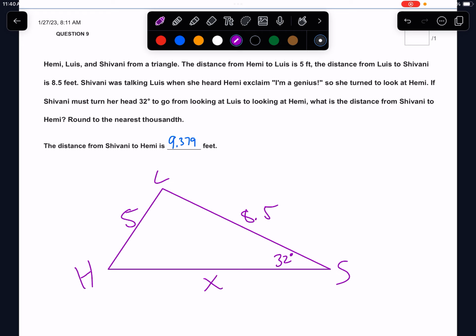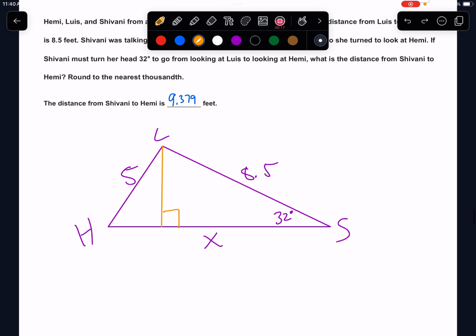Okay, that's a fun one. So we've got a few things we're going to do. We're going to look at this for a second. Do you see anything you can do? I'm going to drop a height right here. I don't want to break the 32. You could have drawn this triangle any way you want, but at no point should you be drawing a line that cuts up the 32. You do that, then you don't have any angles anymore. Don't cut up your only friend here. So leave the 32 intact.